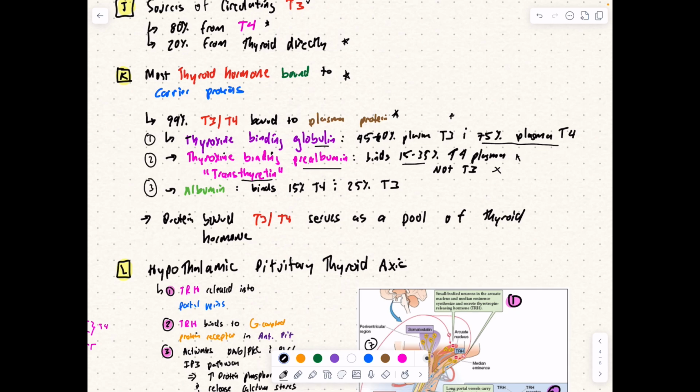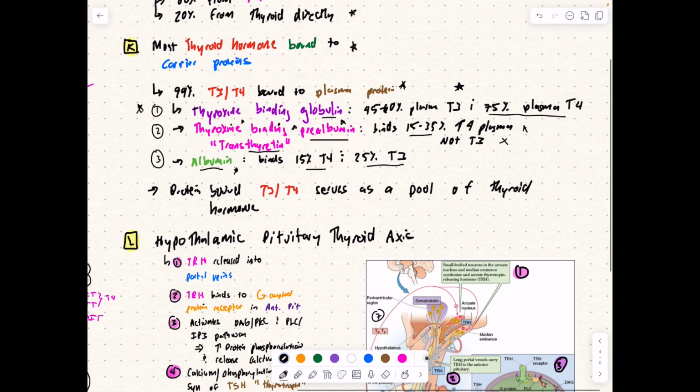Okay, transthyretin is also called thyroxine binding prealbumin. Then you have albumin itself, which binds T3 and T4, but thyroxine binding prealbumin doesn't do T3, and then albumin itself does T3 and T4, but in lesser amounts. But it's mainly thyroxine binding globulin.